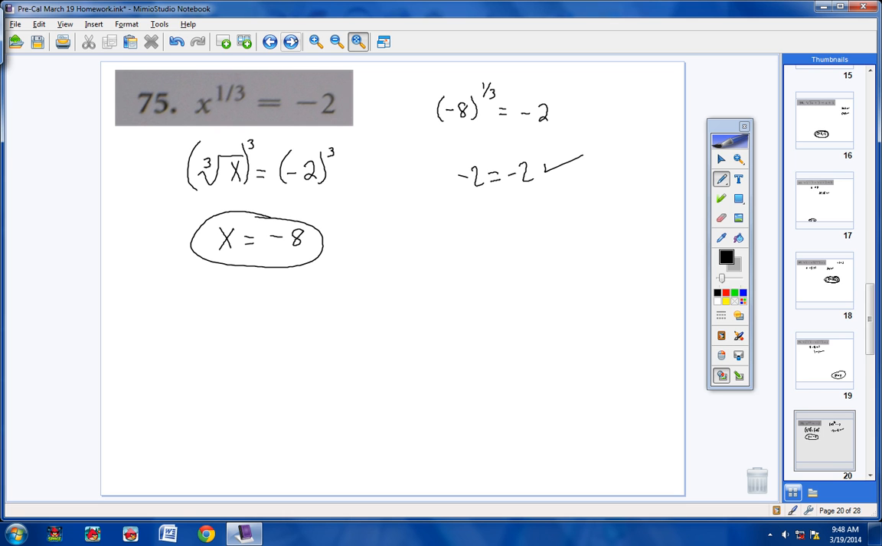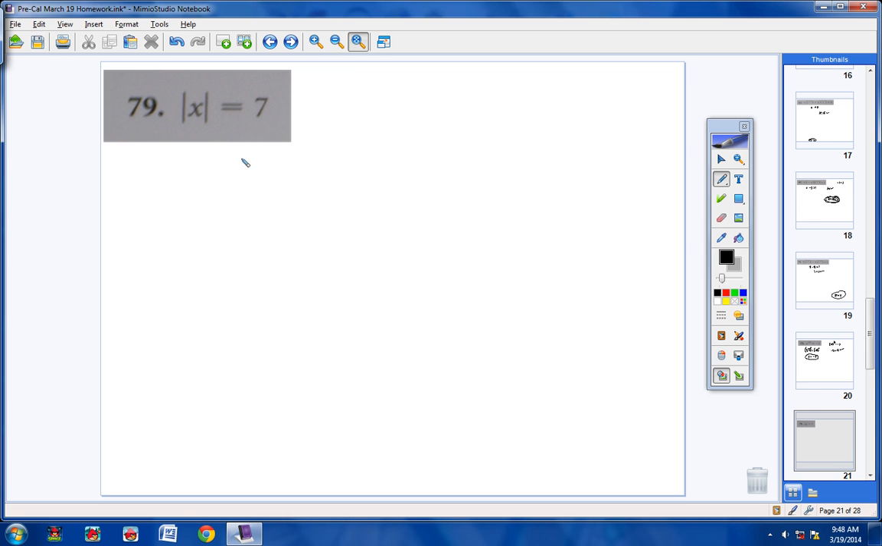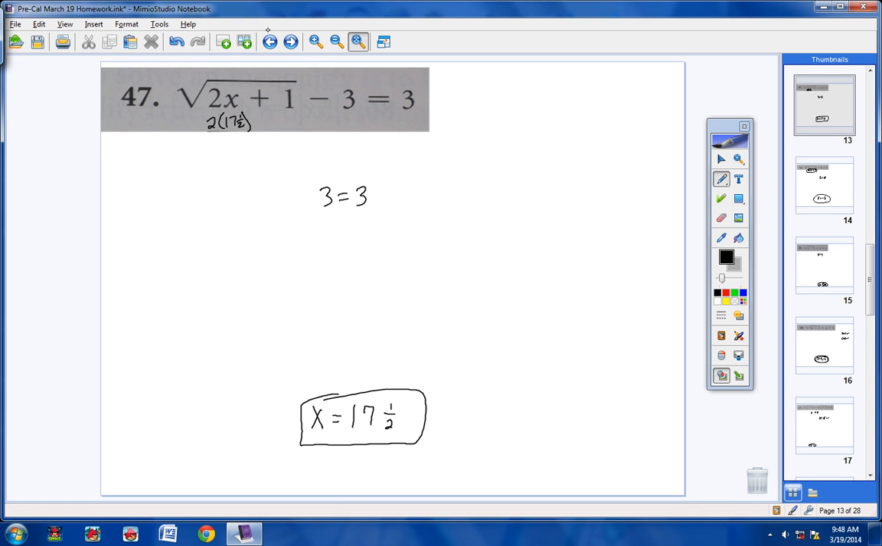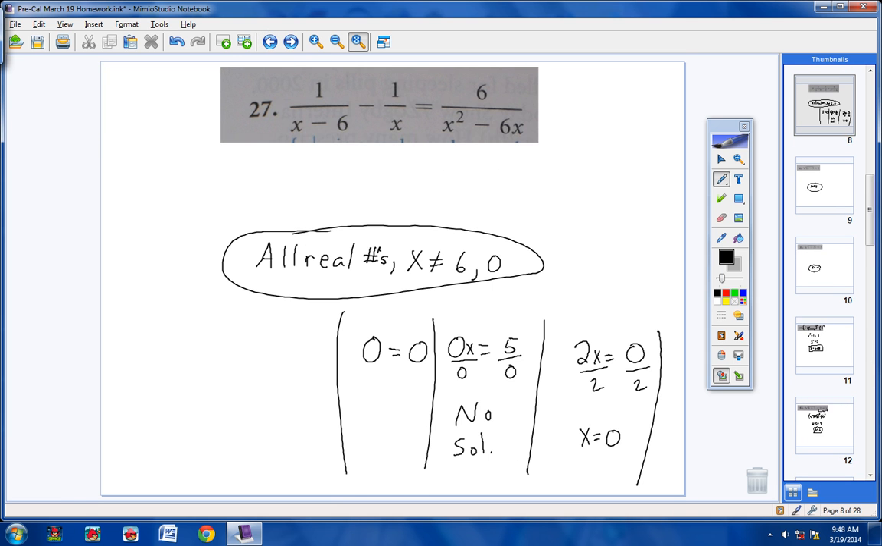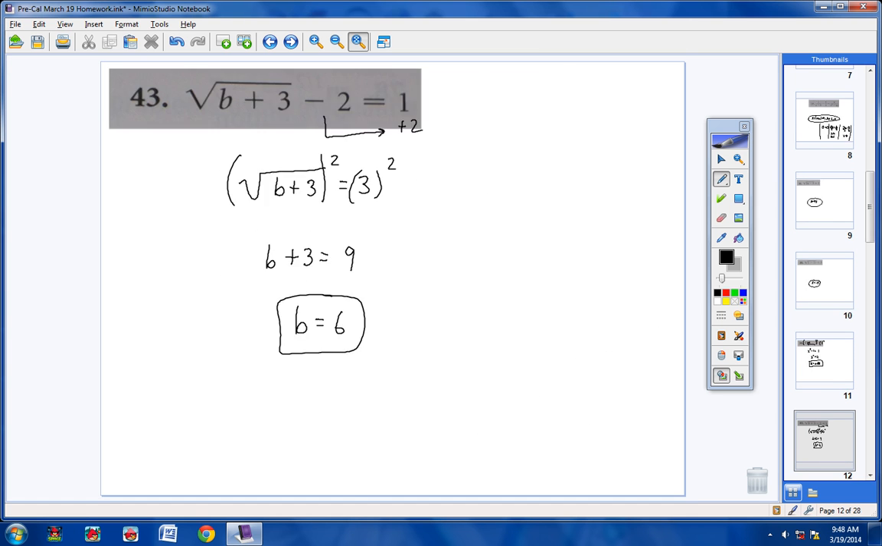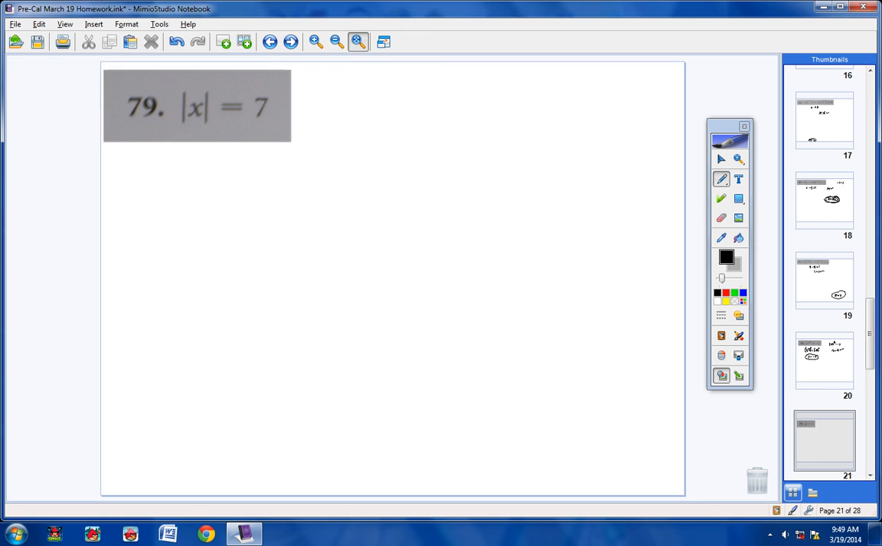Now let's move on to number 79. Okay, well so far, let's review real quick here guys. So far we did rational equations, all these fractions. Then we did root equations, a bunch of those. And now we're getting into some absolute value equations, okay?